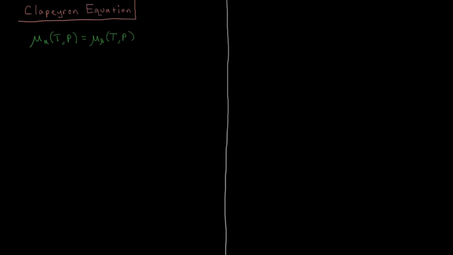In this video, we're going to derive an equation for how the coexistence curve for two phases in equilibrium will change as a function of changing either the temperature or the pressure. So we have two phases that we've assumed to be in equilibrium, phase alpha and phase beta.